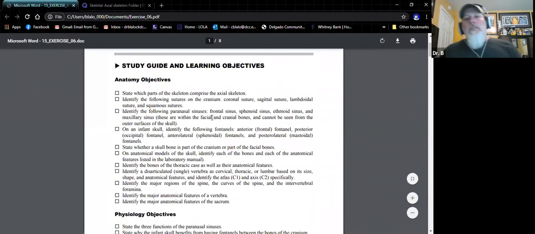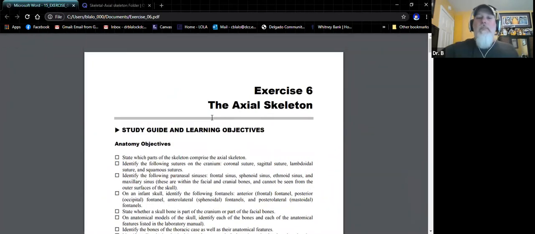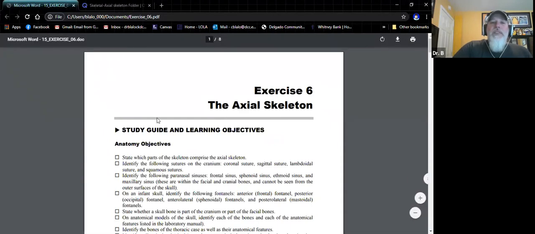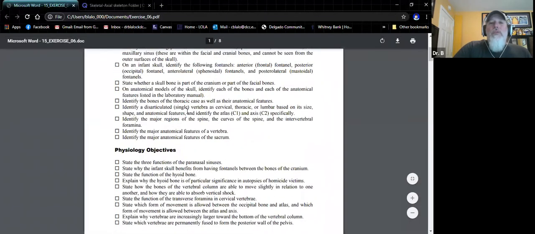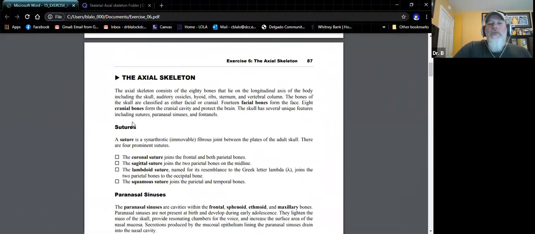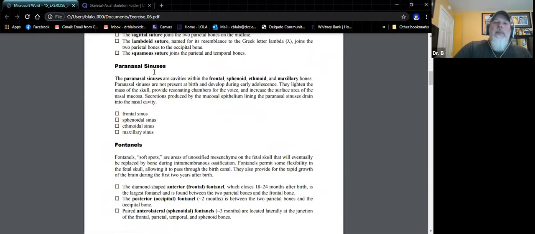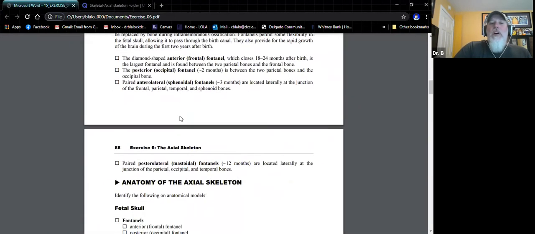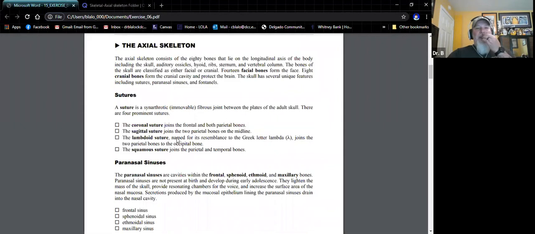All right, so let's hop over then to exercise 6. Now, like I said, most of today is going to revolve around identification. The only real physiology that we have to talk about today is a little bit of information about the suture joints and knowing where they are, the paranasal sinuses, and then we'll talk about what the fontanelles are and why they are there. So when we talked about joints, we mentioned having fibrous suture joints, which were going to hold the bones of the skull together.